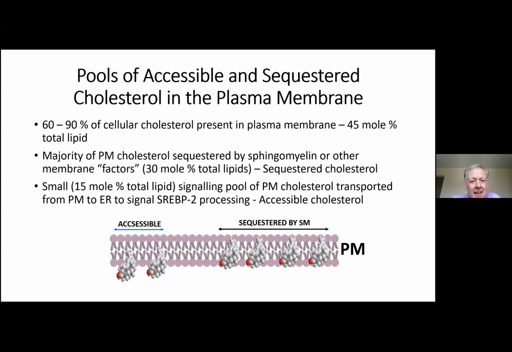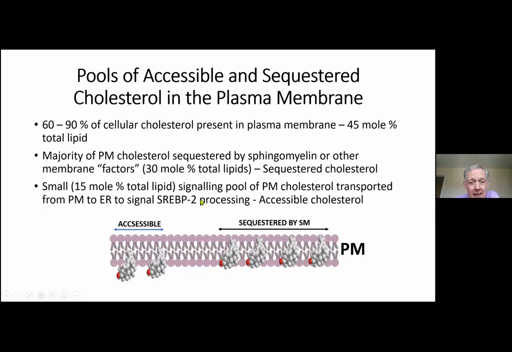This is something that is now becoming increasingly important: the fact that there are different pools of cholesterol in the plasma membrane. First of all, it's important to recognize that most of the cellular cholesterol, 60 to 90%, is actually present in the plasma membrane, where it makes up about 45% of the total lipids. Now, the majority of the plasma membrane cholesterol is sequestered by sphingomyelin or other membrane factors. So the majority is sequestered, which means it's effectively imprisoned.